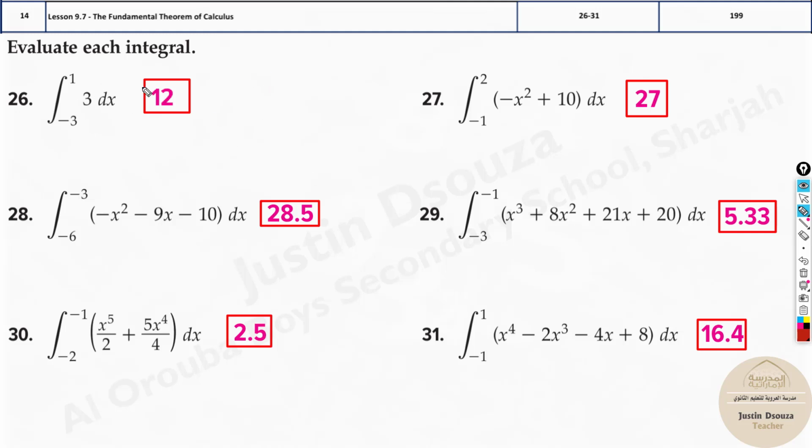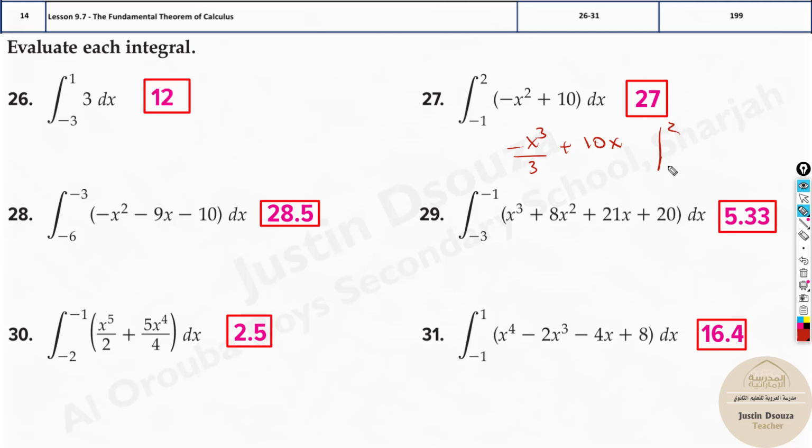Let me take the simple problem because the method is the same. When you integrate it, it's going to be 3x, right? Now you apply the limits 1 and minus 3. The upper limit is always the bigger number, the lower limit is the smaller number. When you apply the limits, it's upper limit minus lower limit. That means 3 times 1 minus 3 times minus 3. So 3 times 1 is 3, minus 3 times 3 is 9, but minus 9, minus will be plus. The answer is 12.